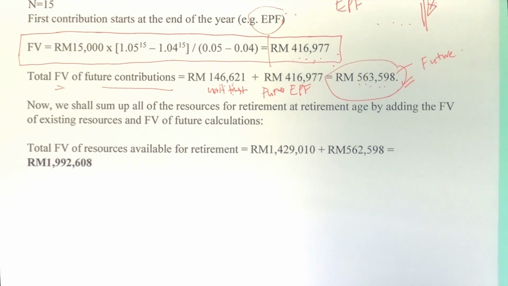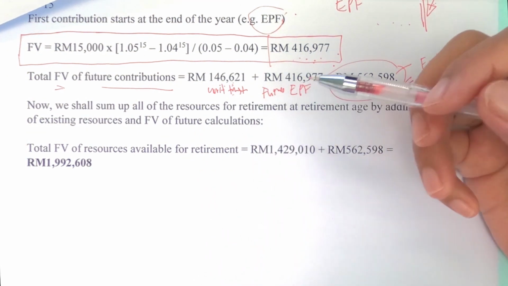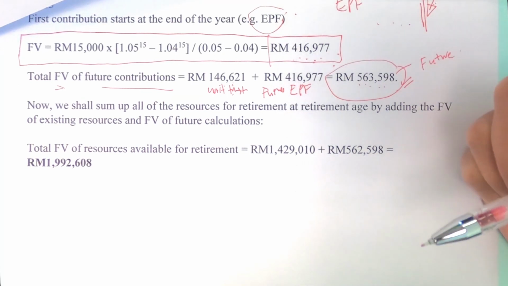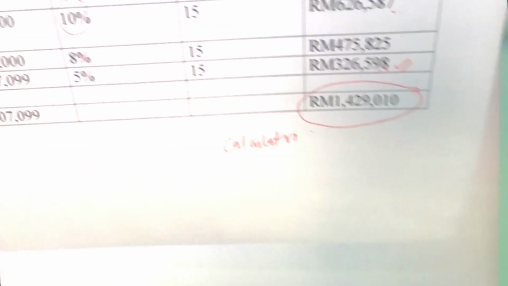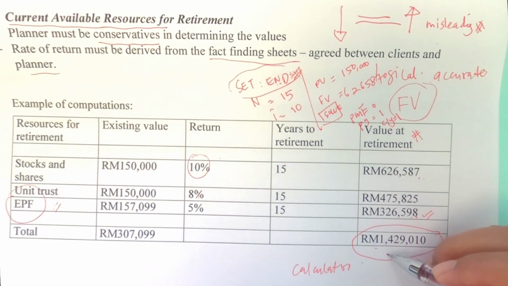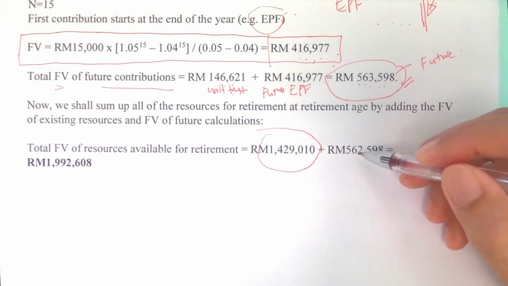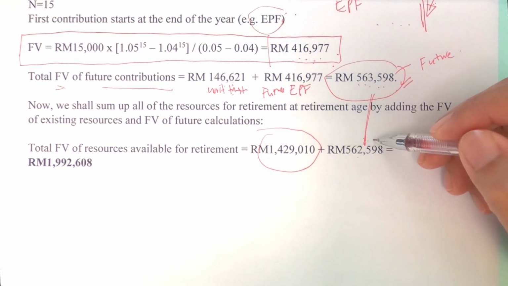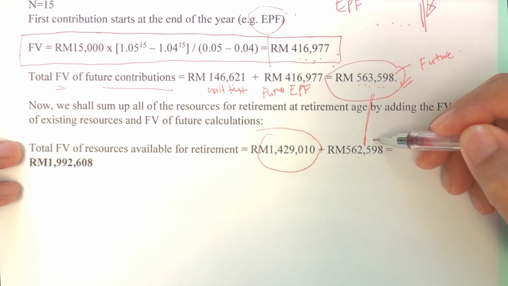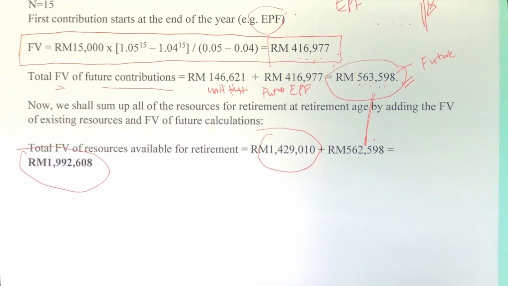So if we want to calculate the overall resources for retirement, that total resources that has been dedicated for the purpose of retirement, we have to add the current available resources for retirement here, that is 1,429,010. Add this value together with this future EPF and unit trust, and we can get here the future value of resources available at the retirement, that is 1,992,608.